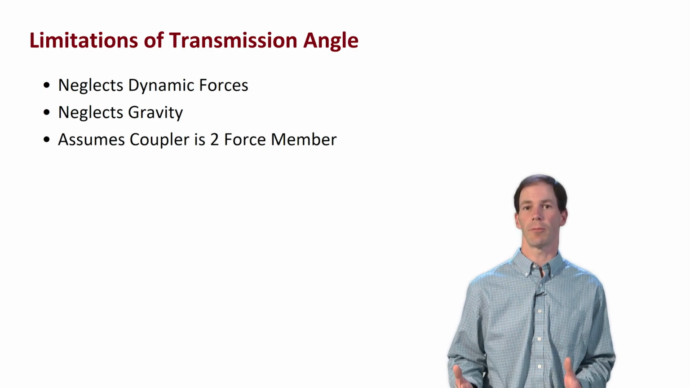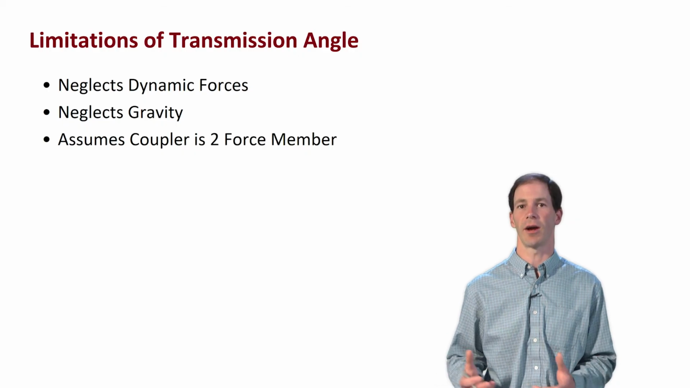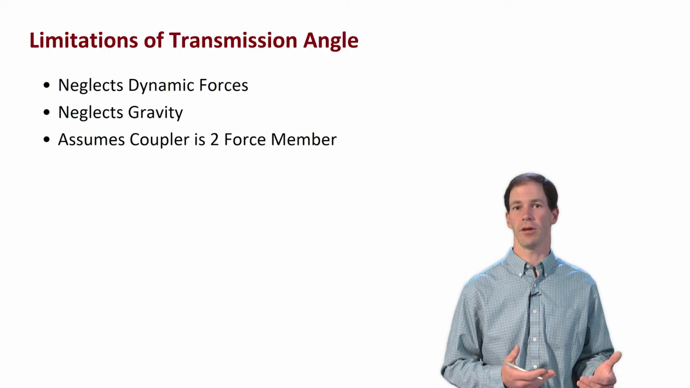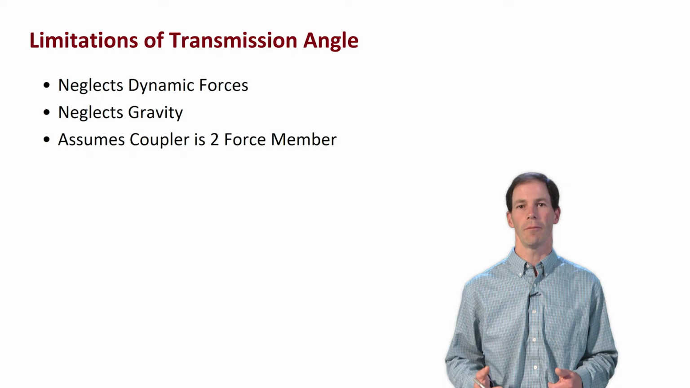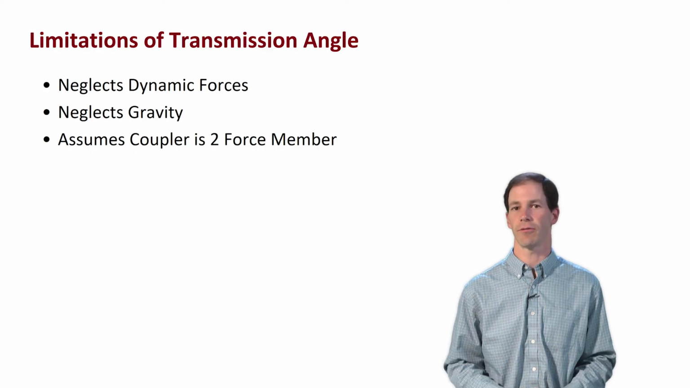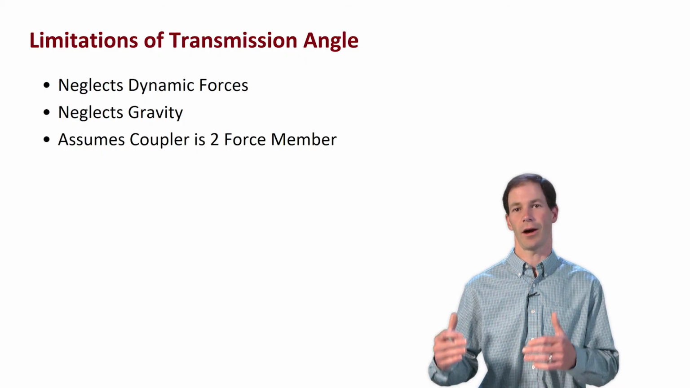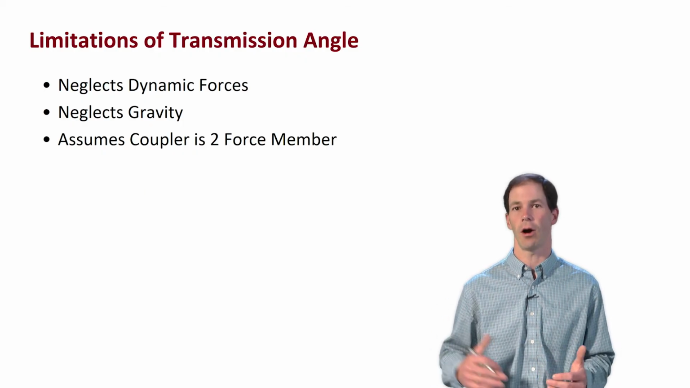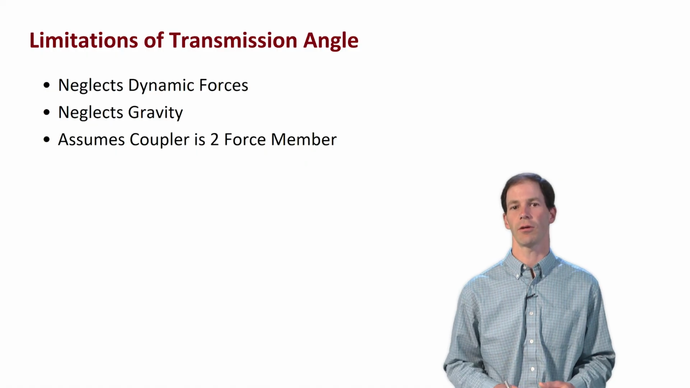If you think about an internal combustion engine where we have a crank slider mechanism, there we're passing through these zero transmission angle conditions, but because of the dynamics and the inertia of the flywheel, we can move through those without any problem. It also neglects gravity. Very often we have a lot of mass on the coupler or one of the other links that might help us through this low transmission angle area.